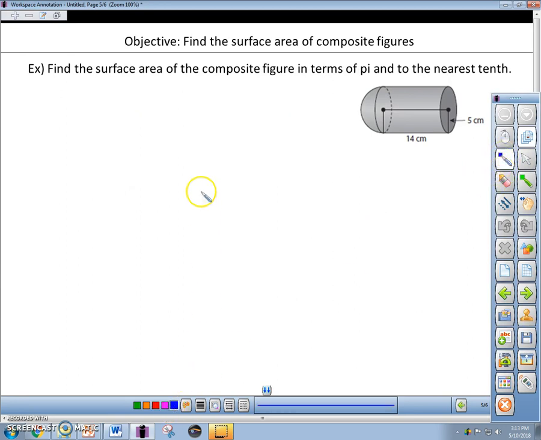Okay, so for this one, it says we want to find the surface area of the composite figure in terms of pi, and to the nearest tenth. All right, so for this one, we're actually going to have 2 forms of our answer: in terms of pi, which will be considered an exact answer, and then our nearest tenth, which will be our approximate answer.